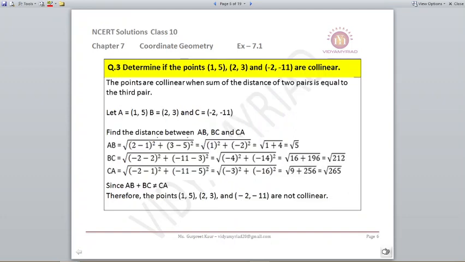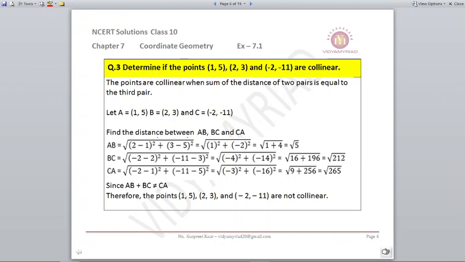Determine if the points (1, 5), (2, 3) and (-2, -11) are collinear. So what is the rule we have discussed earlier? That the sum of the distances of two pairs is equal to the third. So let the point A be (1, 5), B be (2, 3) and C be (-2, -11). So how are we going to find out distance? Distance will be AB, BC and CA. These are the three. So let us check whether the points are collinear or not.